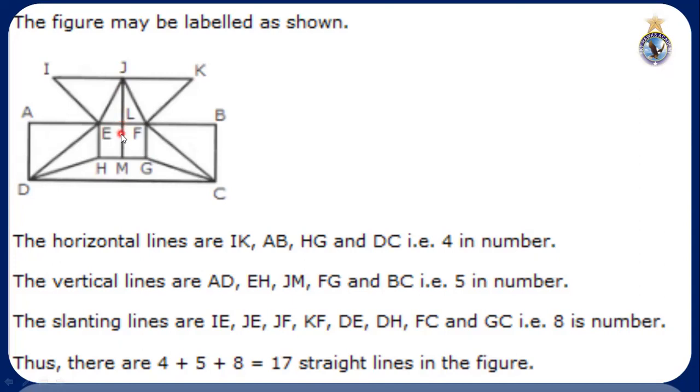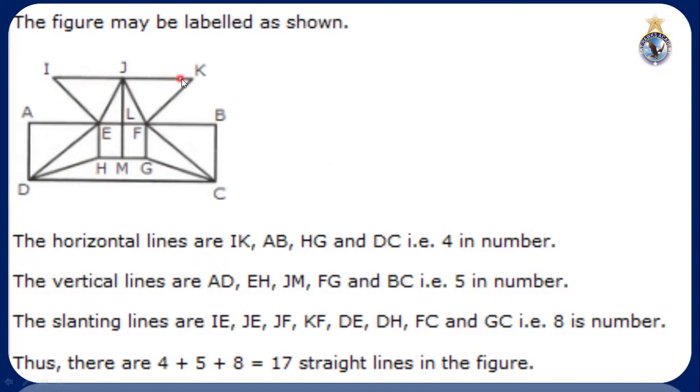So LM, M may be another line. And then this is all about the labeling of all the vertices. The best way is that you will have to put alphabets, labeling all those corners, all those loops, and all those vertices of the diagram. The horizontal lines are IK. As I was saying, these are the horizontal lines.